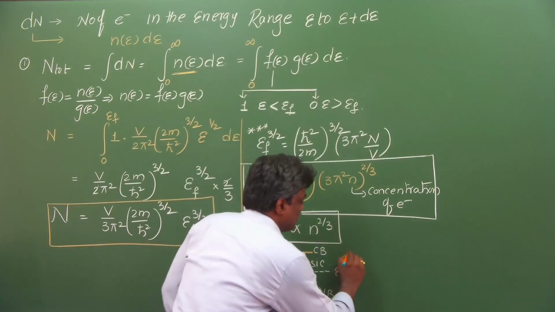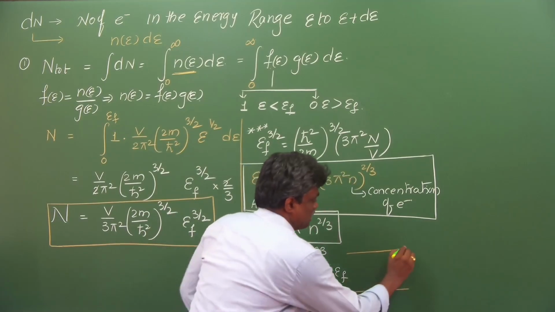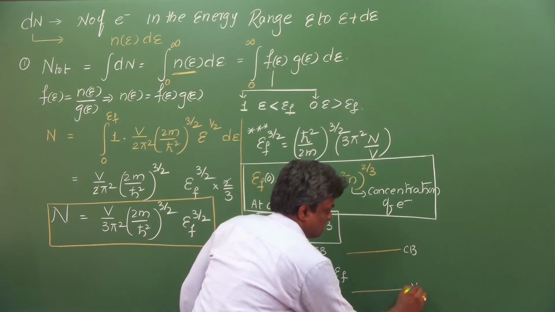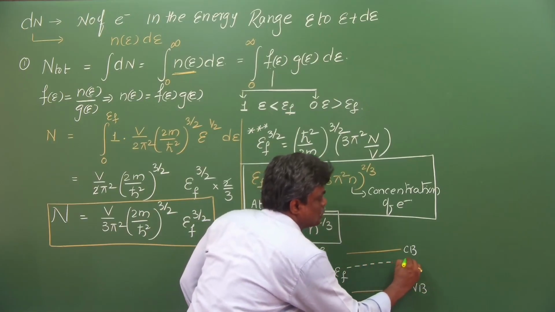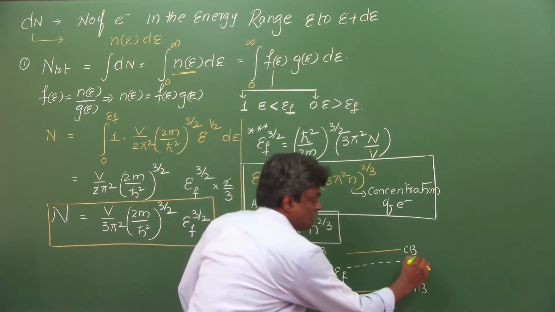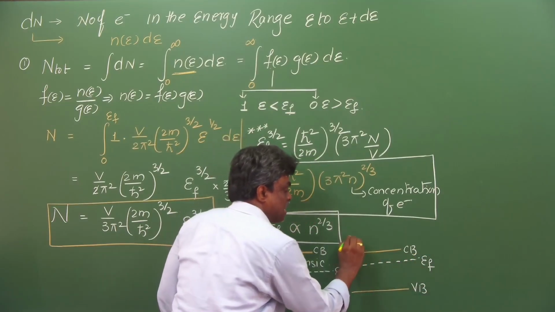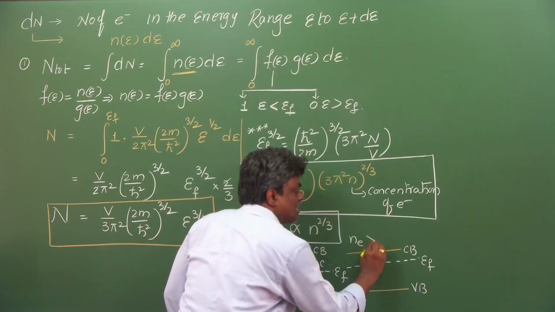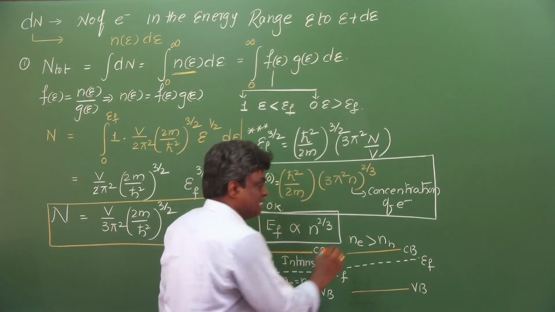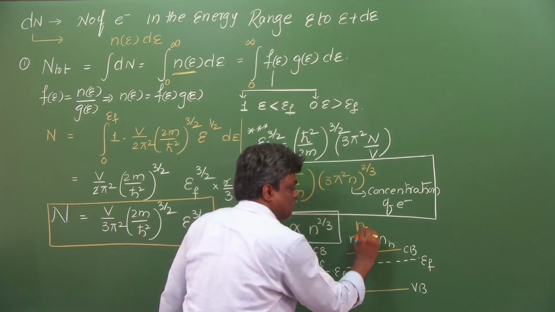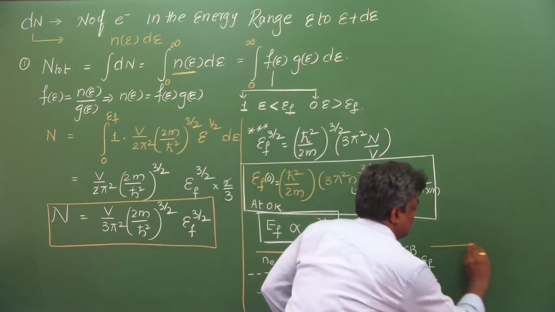For example, you have another one: this is the conduction band, this is the valence band, and here your Fermi level is very close to the conduction band. This is your Fermi level. So Fermi level close to the conduction band means the electron concentration is greater than the hole concentration. That's why this is which type? N type.